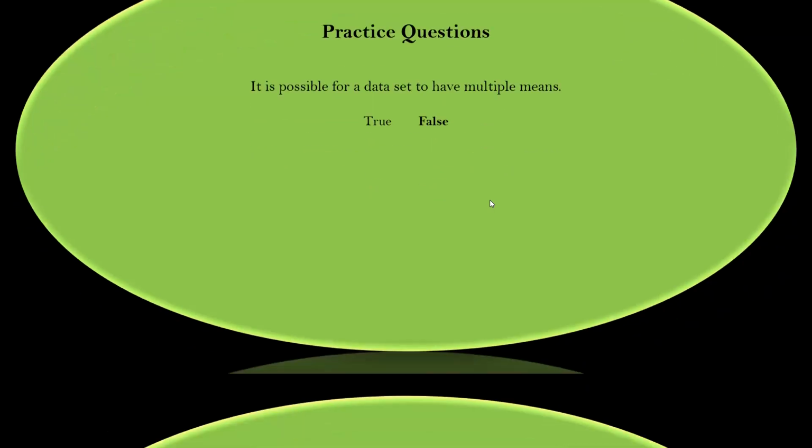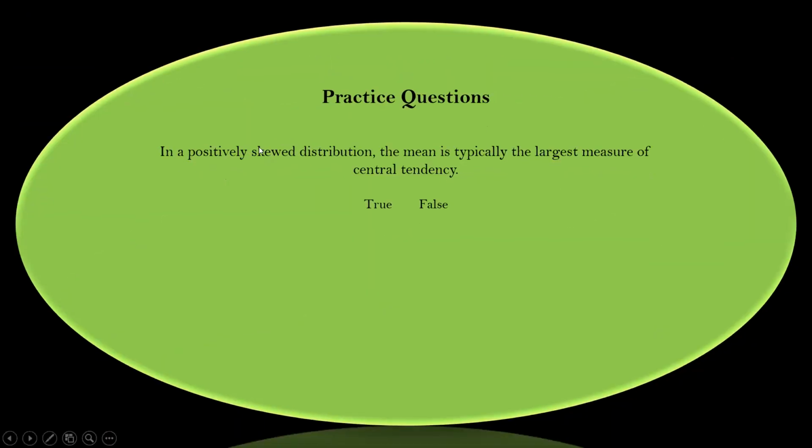In a positively skewed distribution, the mean is typically the largest. That is true. So when you have a positively skewed distribution, the tail is going way over here in an exaggerated example, which means the mean is going to get pulled to the right, and it's going to be larger than the median and the mode. So that's true.